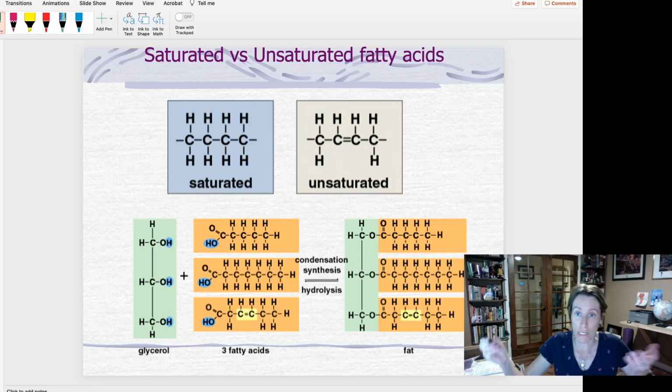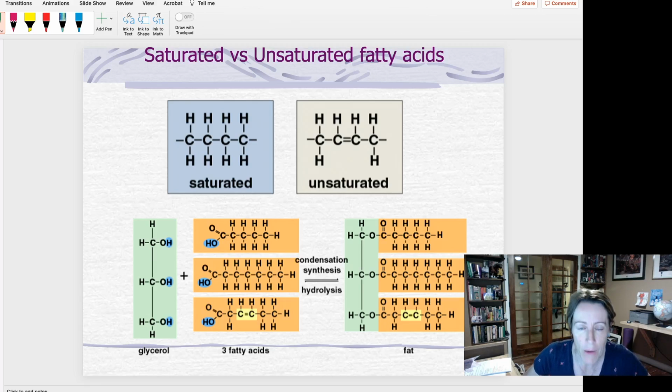So what is the difference? It's kind of amazing that the difference between a saturated and an unsaturated fat comes down to a very tiny little molecular difference. But that molecular difference then impacts our diet and our health, which is kind of fascinating. So let's talk about what the difference is.